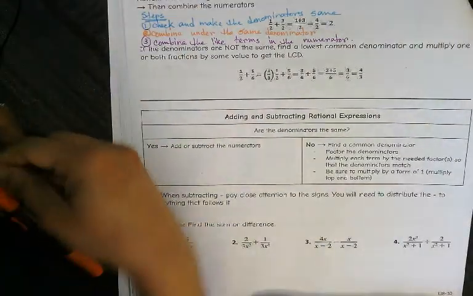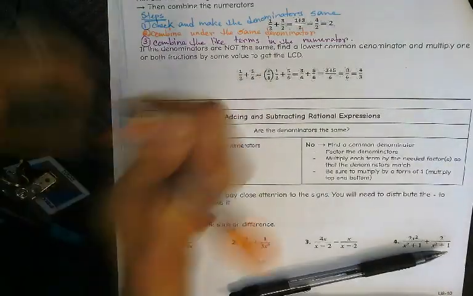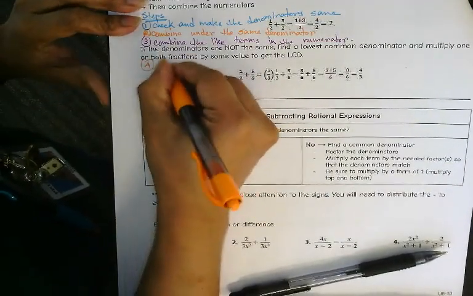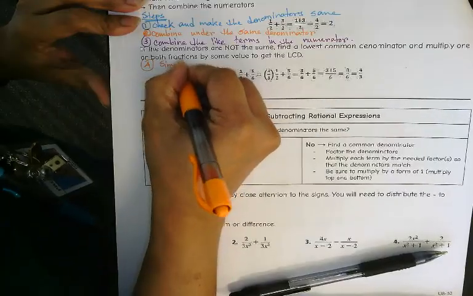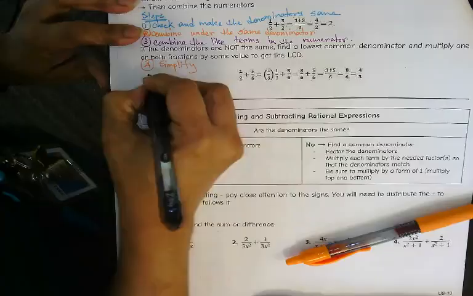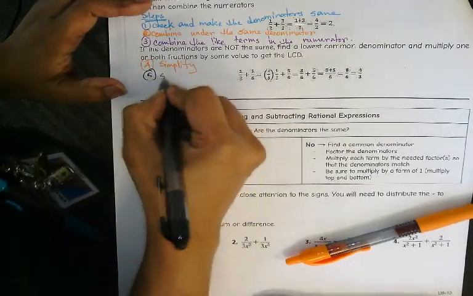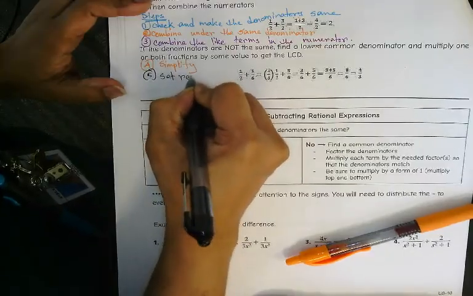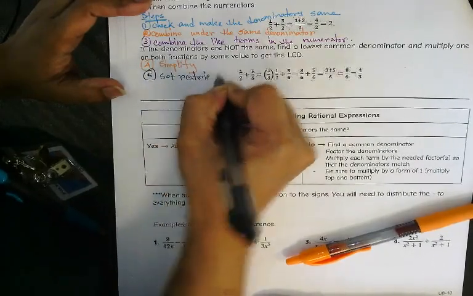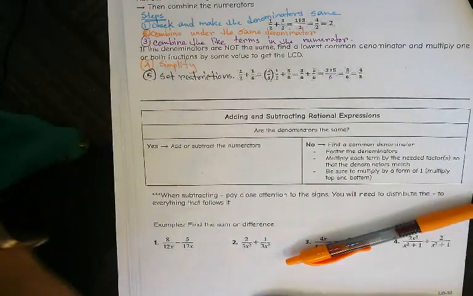All right, so the fourth step is going to be simplify. And the final step is going to be set restrictions. So we're going to go step by step.